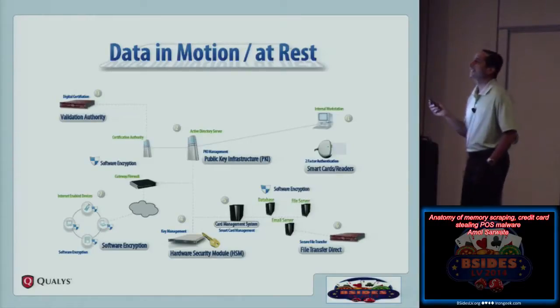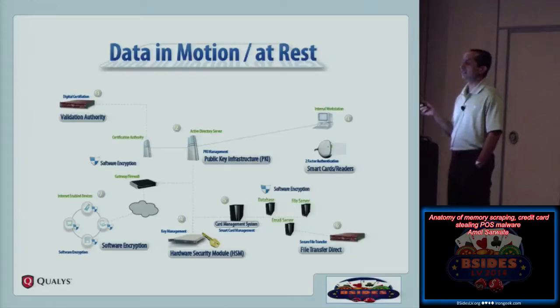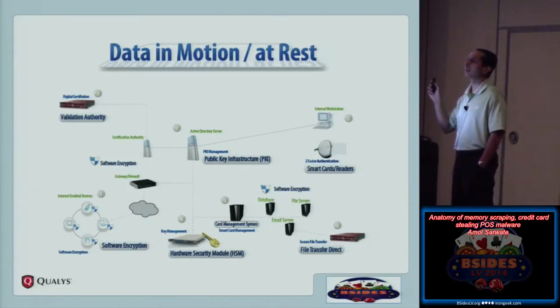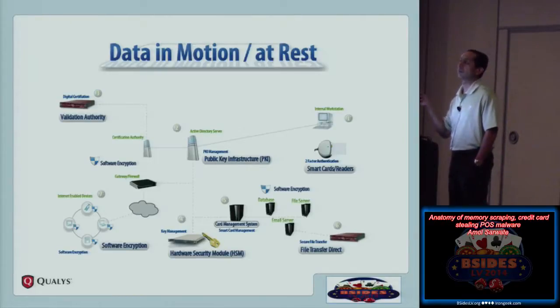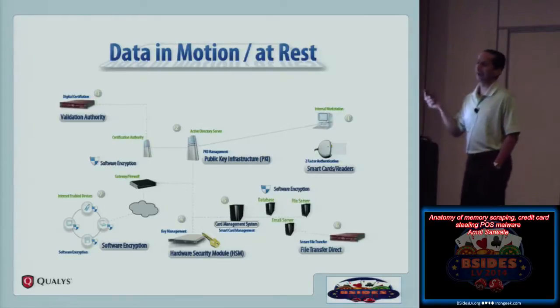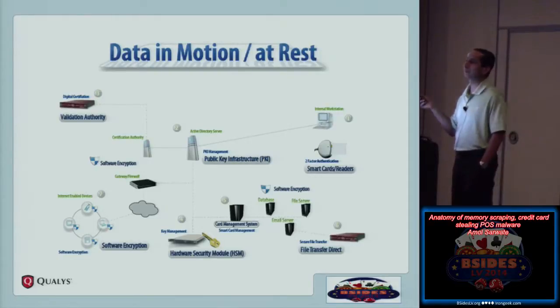But where the data is unencrypted is in the process's memory. So when you swipe a card, there is some amount of time when that unencrypted data is present in the point of sale process's memory. And that's the key. That is where a lot of the POS malware, or these so-called RAM scrapers or RAM scraping malware, scrape the data from this other process's memory.